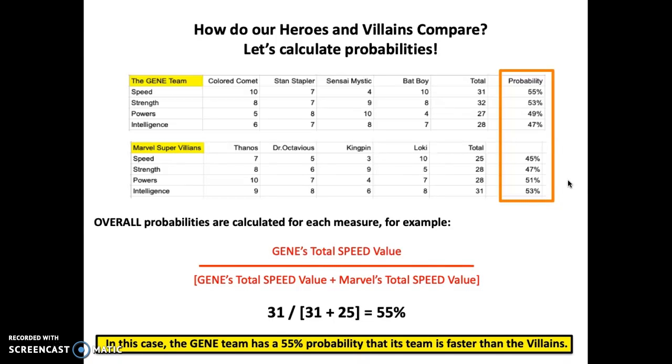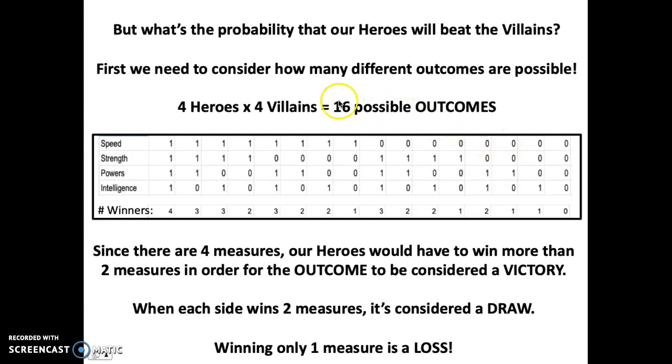Because we have 2 teams competing against 4 measures, there are 16 possible outcomes that could result. By way of example, the heroes could beat the villains across all 4 measures, or the villains could beat the heroes across all 4 measures, with 14 other variations in between. The question is, what's the probability of each outcome happening?